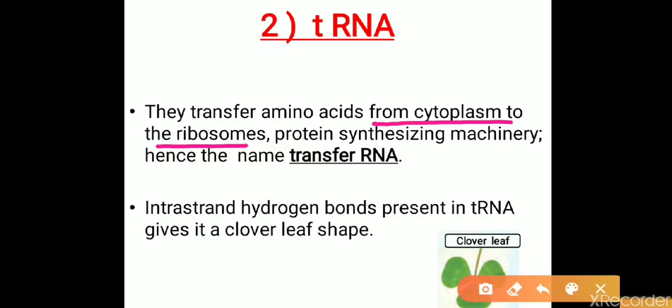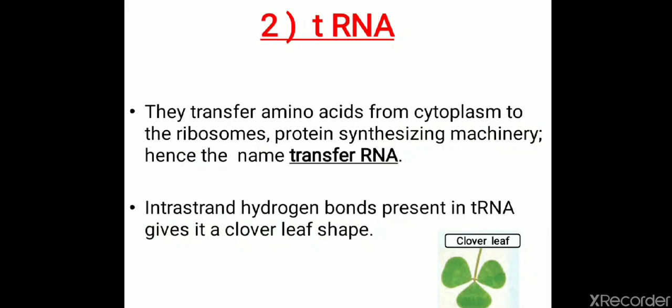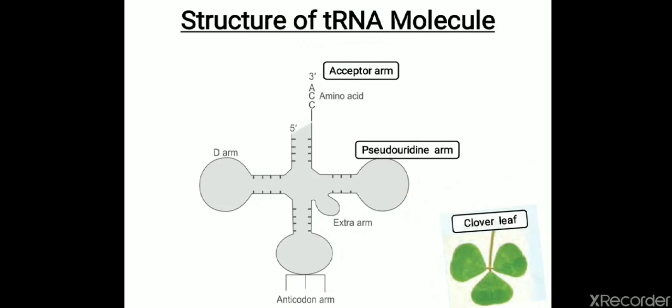Similar to other types of RNA, this tRNA also has a single strand structure, but there will be significant hydrogen bond interaction within this strand. So this intra-strand hydrogen bond results in the formation of a specific shape for this tRNA molecule. That is, the tRNA molecule develops a clover leaf shape. So this is the structure of tRNA molecule, clover leaf shape. That is the secondary structure of tRNA molecule, and it is due to intra-strand hydrogen bond.